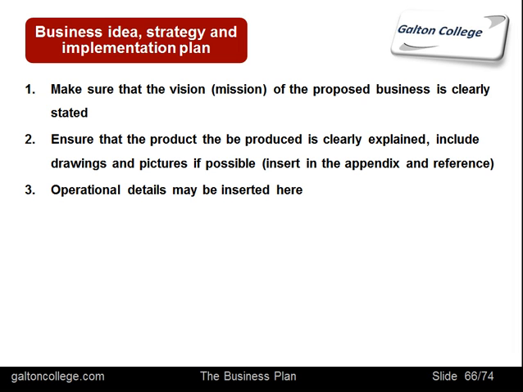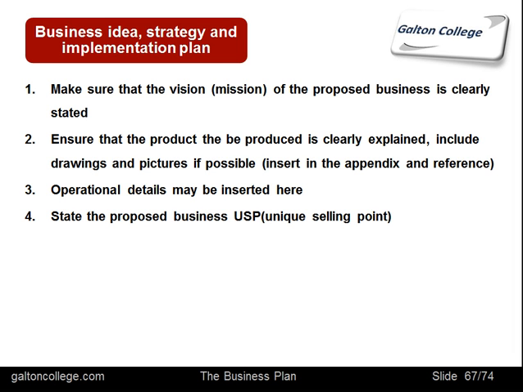Insert operational details as well. How can the idea be implemented? What resources are required? What additional workers or changes to existing practices or production are needed? And how long will it take, and what will be involved in making those changes?